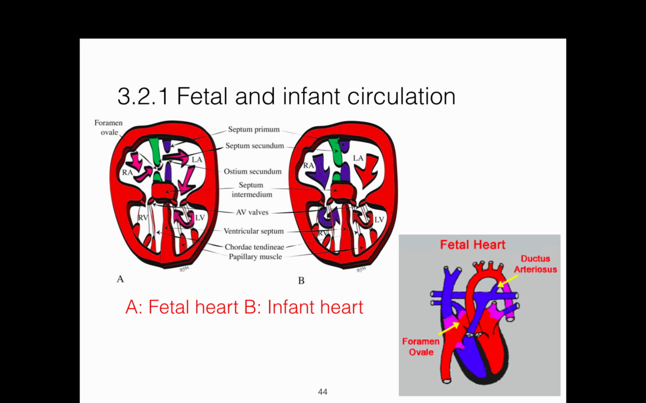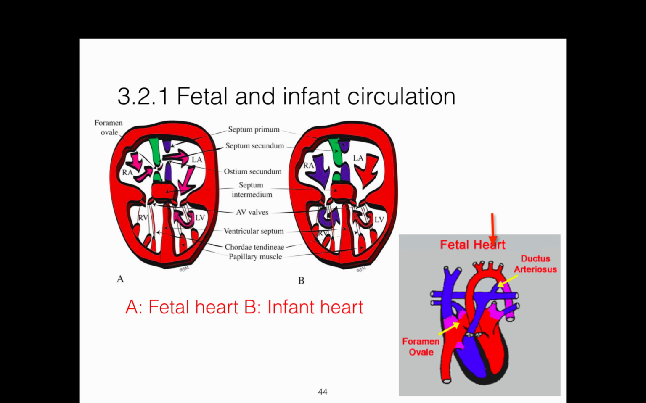There are important differences between the fetal and infant circulation. Prior to birth, blood can cross from the right to the left via 1. The patent foramen ovale at the level of the atria, and 2. Via the ductus arteriosus, which links the pulmonary artery and the descending aorta.